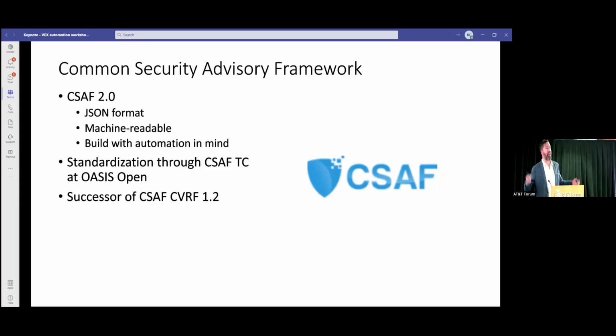So trying to combine these, and you can tell because it's all one talk that is where I was going, which is using the Common Security Advisory Framework, CSAF. Those of you who know standards know that CSAF came out of ICASI, and it's been standardized through the CSAF TC in OASIS. Thank you, OASIS. JSON, machine readable, built with automation in mind.